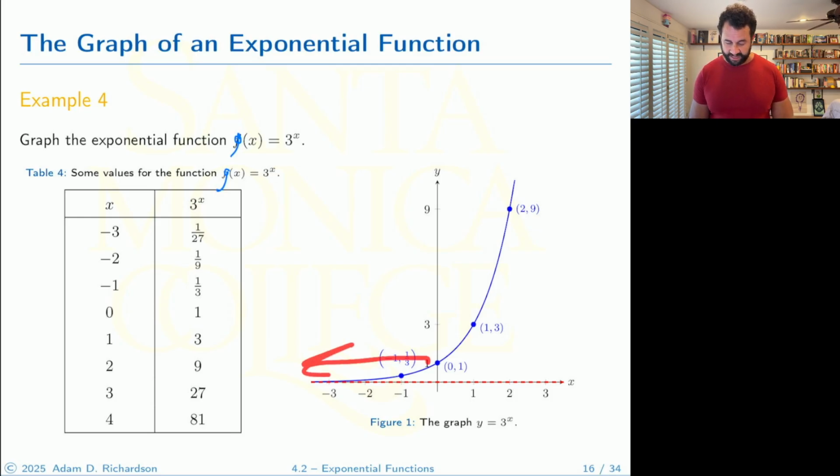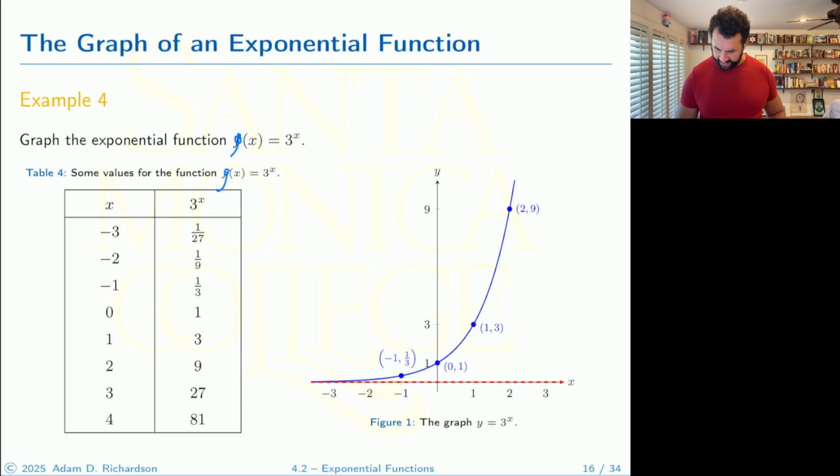Now, as x goes in the negative direction, the values are getting smaller and smaller, right? So think about this, 3 to the -1, that's 1/3. 3 to the -2, that's 1/9, smaller. 3 to the -3 is 1/27th, even smaller. So as x goes to negative infinity, the values of 3 to the x are getting smaller and smaller, closer and closer to the number 0.